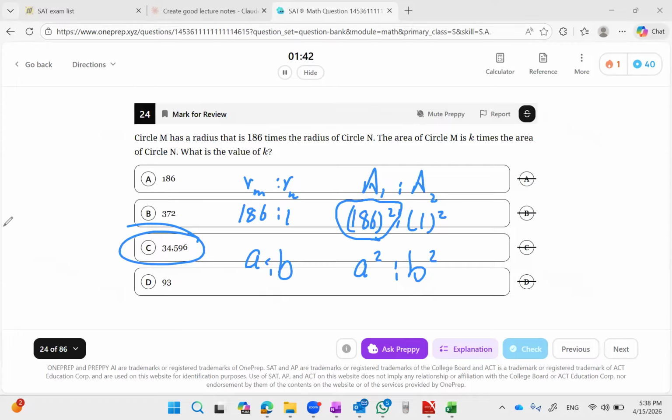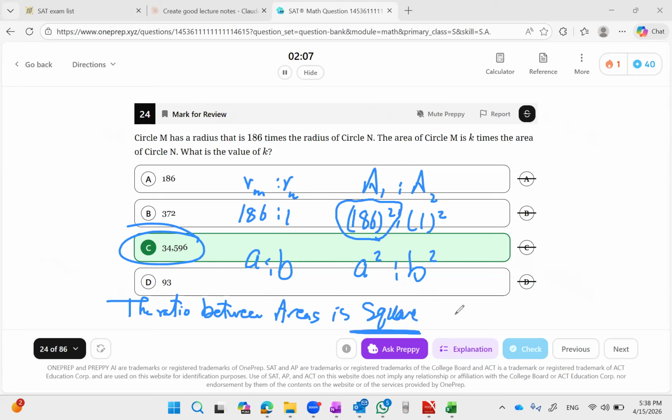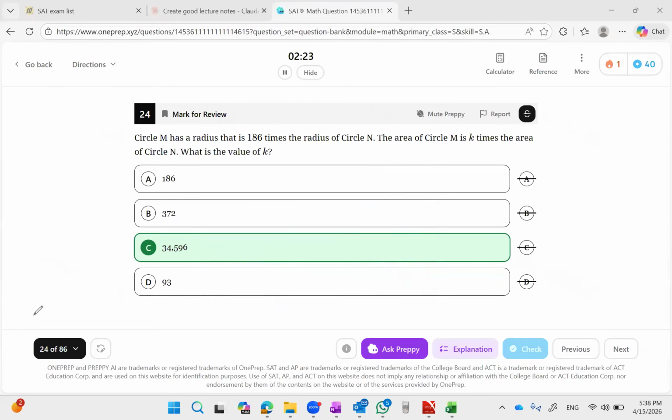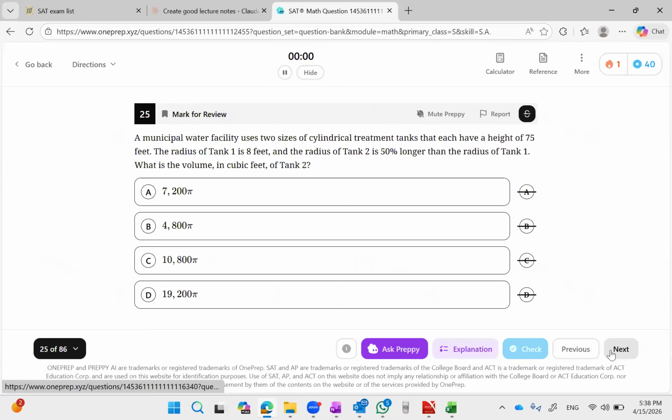So I'm just going to write that 186 squared is equal to 34,596. Okay, let's check. Check, green. So the difference between the ratio between areas and perimeter, let me write it for you, is that the ratio between areas is the square of the ratio between sides.